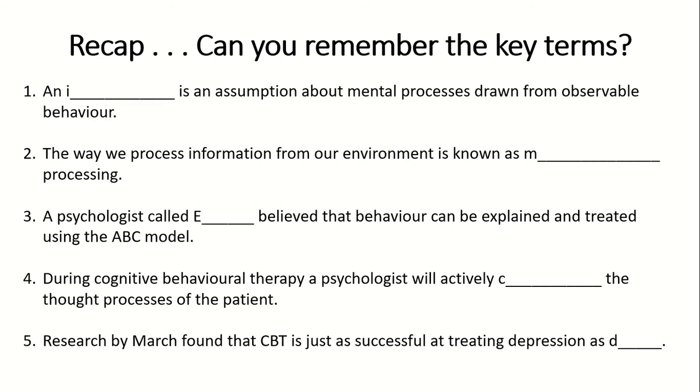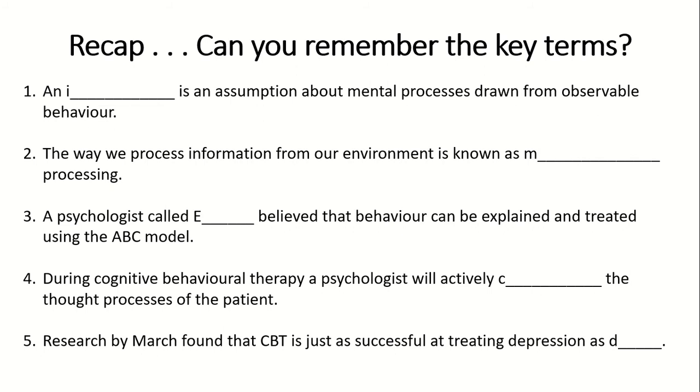Okay, so we'll go through the answers. The first one, an I, is an assumption about mental processes drawn from observable behavior. Well, that key word is inference. So an inference, we might feel more familiar with that term from history, that we might draw an inference from a source of data. In psychology, cognitive psychologists do exactly the same.